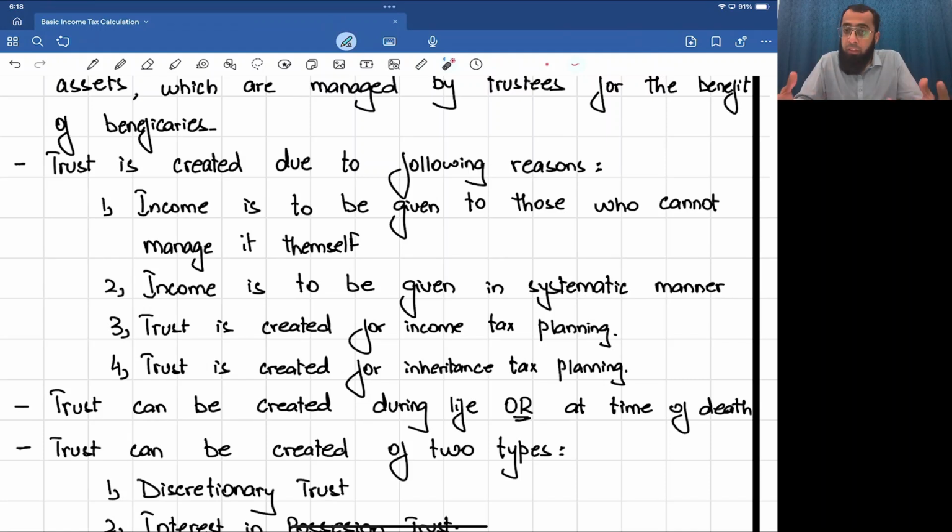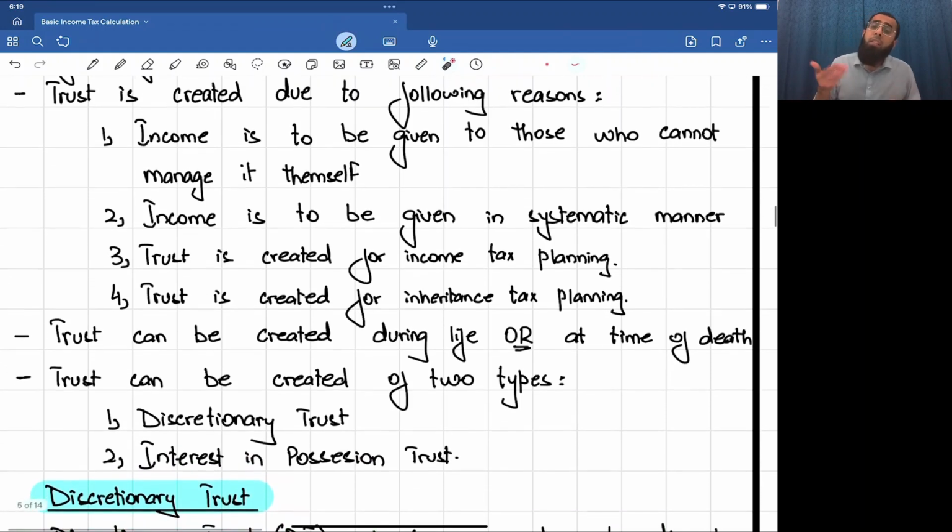So what is a trust? It's a separate entity in which the donor gives the funds and assets. It is managed by trustees like the board of directors and the income of the trust is given to the beneficiaries. Why is the trust created? Because we want to give income to someone who cannot manage that source of income himself, so we appoint the board of trustees to manage it. Or we want to define a systematic cycle of how much amount needs to be given every month or every year, so we can create a trust.